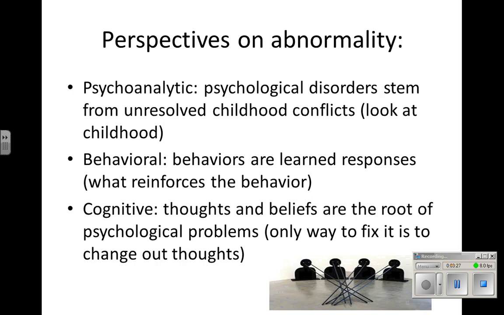Then we have the different perspectives on abnormality. So we're going to go into the 4 Ds more in depth. We're going to go into the history of psychology and treatment for those disorders. And so this should just basically be an overview of the perspectives of abnormality. So we know that the psychoanalytics, those are Freud, people like that. Disorders are stemming from unresolved childhood conflicts. And in order to diagnose them, we have to look back at your childhood. So that's one way of looking at it.